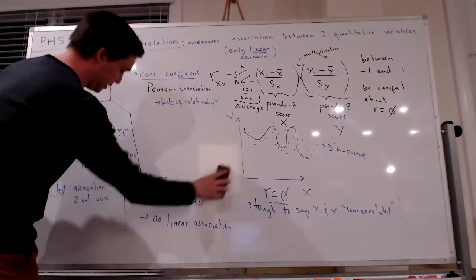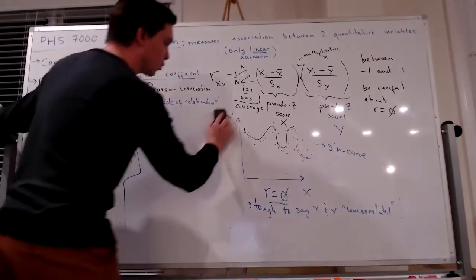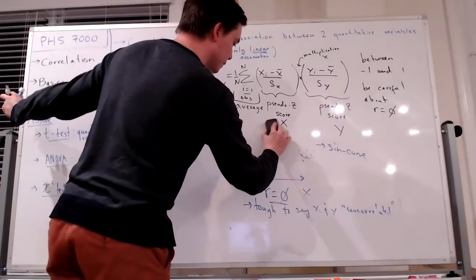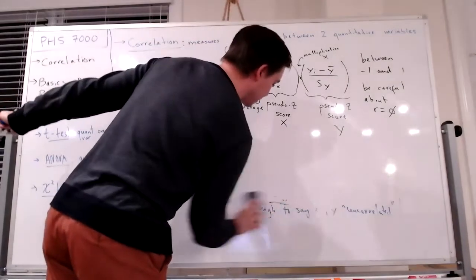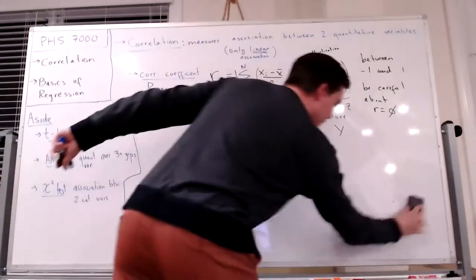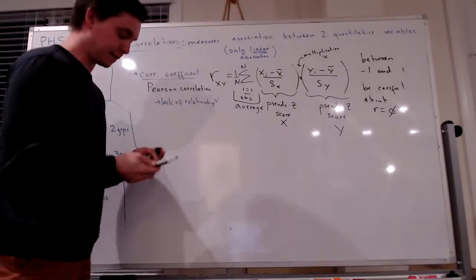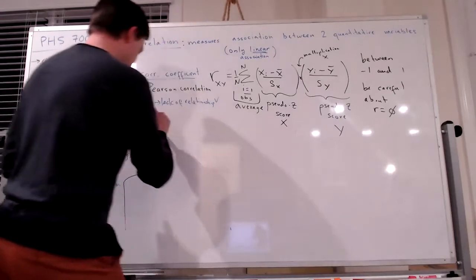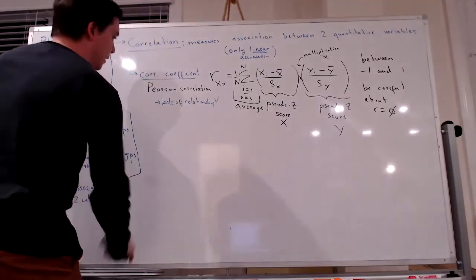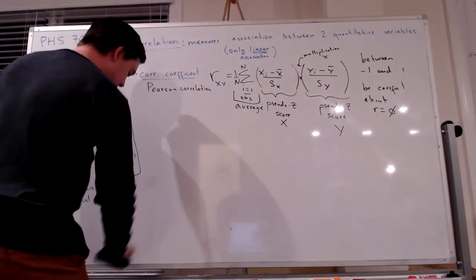There are a ton of specialized correlation coefficients. We simply don't have time to cover all of them. There's a couple of things worth mentioning. It is sensitive to outliers.